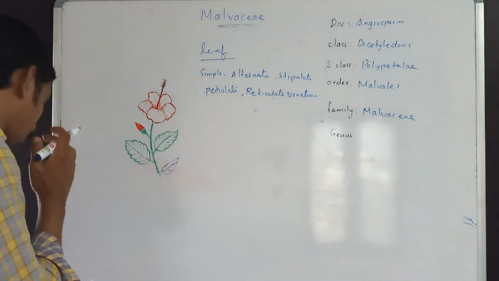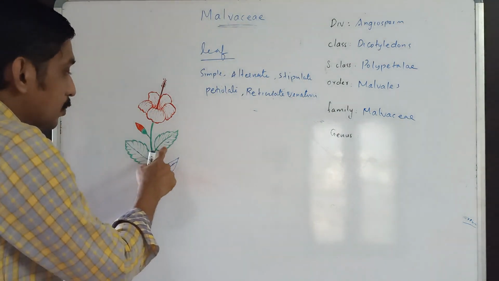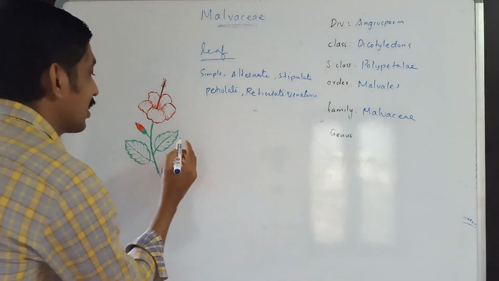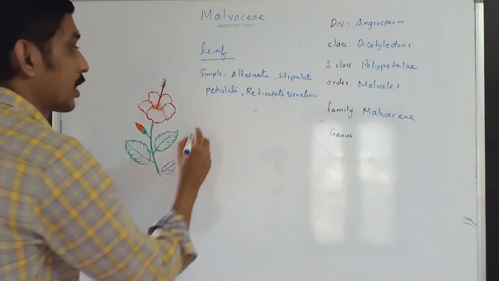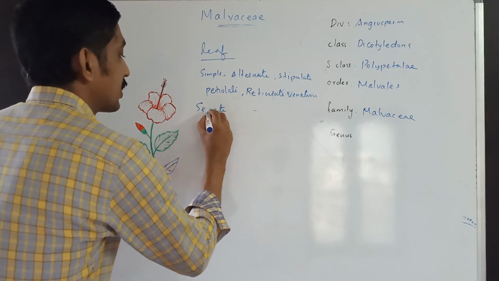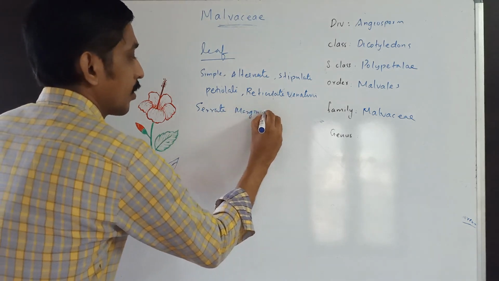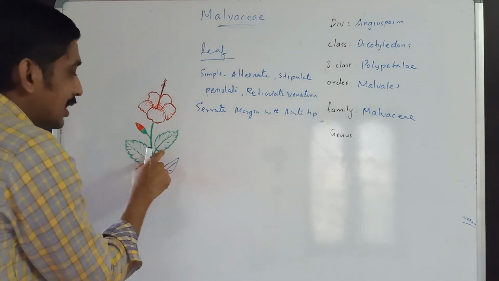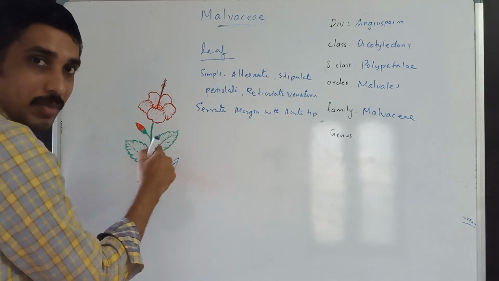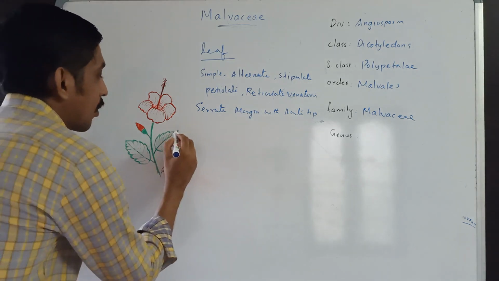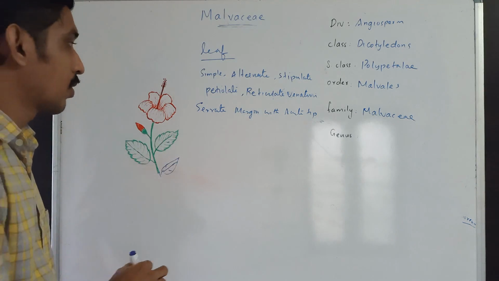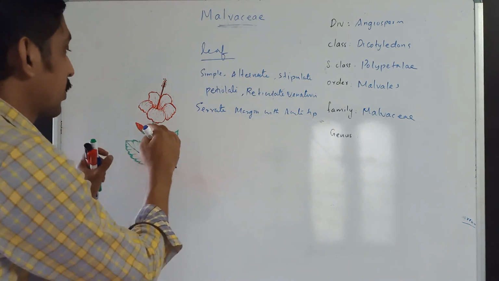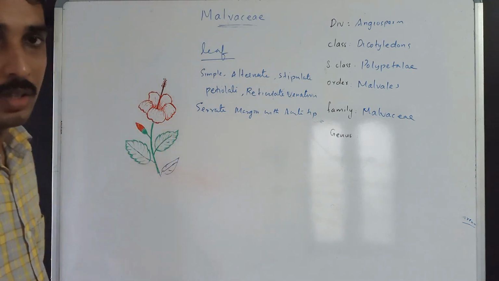And one more thing about this family is that they have a specific margin on the leaf. That is called serrate margin with acute tip. That is, their margin contains a tooth-like structure, and they have a sharp end. That is why it is called serrate margin with acute tip. Those are the main features of the leaf of the Malvaceae family.